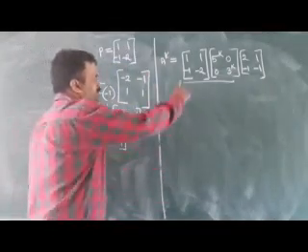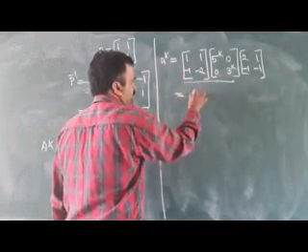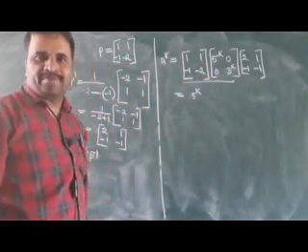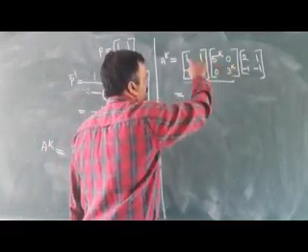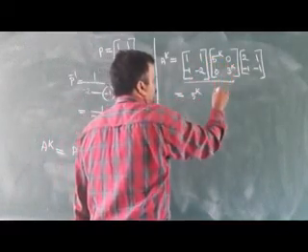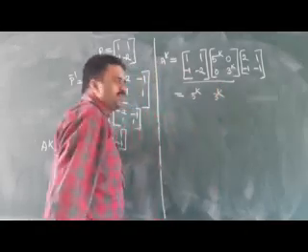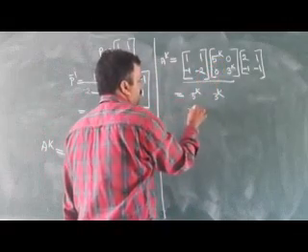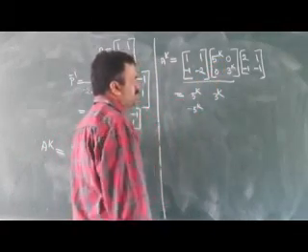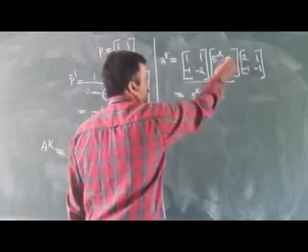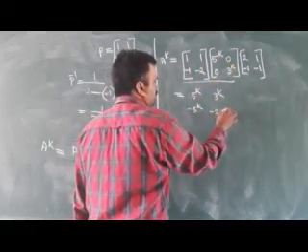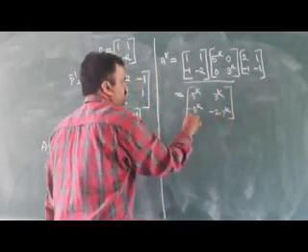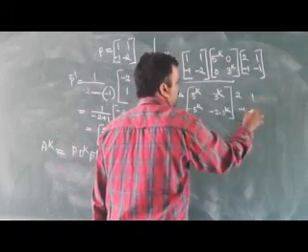First row with first column: 1 into 5 power k plus 1 into 0, so simply 5 power k. First row with second column: 1 into 0 plus 1 into 3 power k, which is 3 power k. Second row with first column: minus 1 into 5 power k, minus 5 power k. Second row with second column: minus 1 into 0 minus 2 into 3 power k, minus 2 times 3 power k. Again write 2 1 minus 1 minus 1.